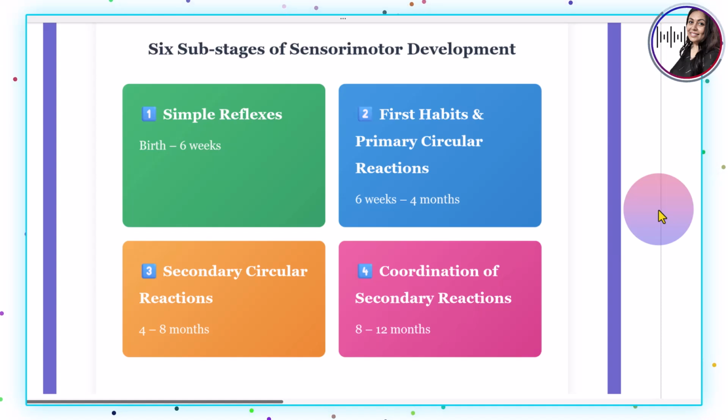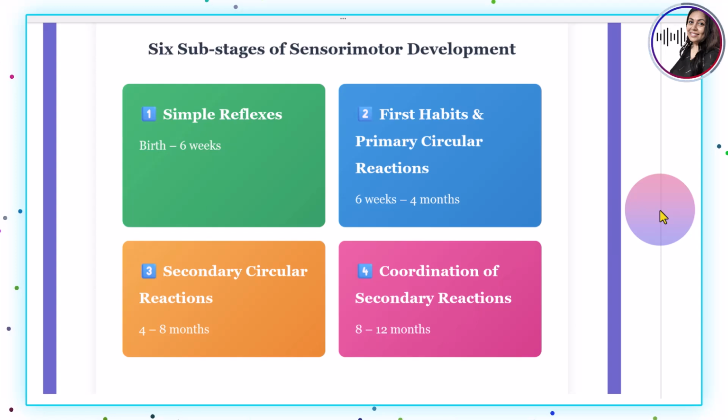Let us continue with Jean Piaget's theory of cognitive development by looking more closely at the sensorimotor stage, which Piaget further divided into 6 distinct substages. These substages explain how infants gradually move from reflexive actions to intentional and mentally represented behavior. The first substage is simple reflexes, occurring from birth to about 6 weeks, where infants respond automatically through actions such as sucking and grasping. This is followed by the stage of first habits and primary circular reactions from around 6 weeks to 4 months, where infants begin repeating actions centered on their own bodies, such as thumb sucking.